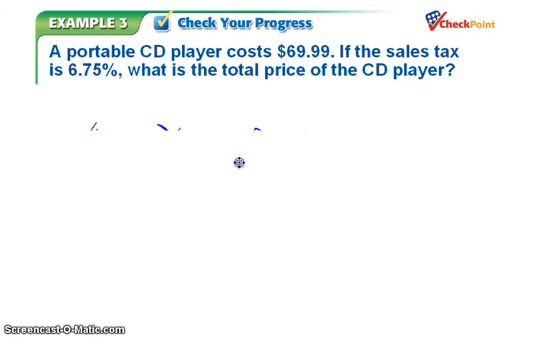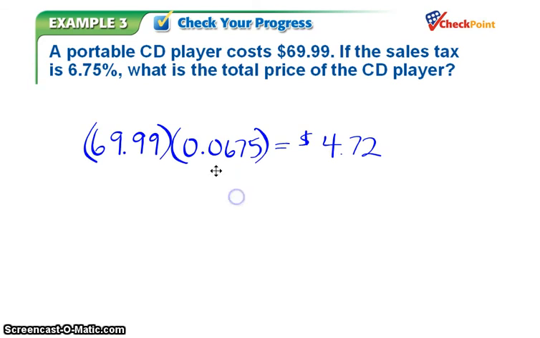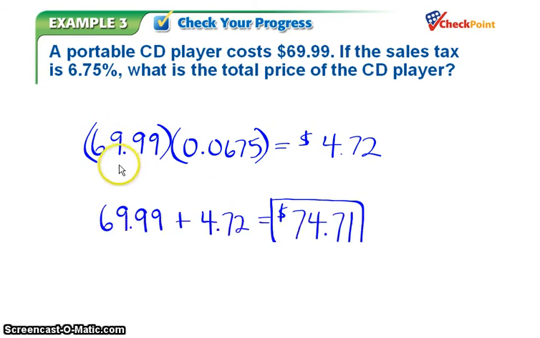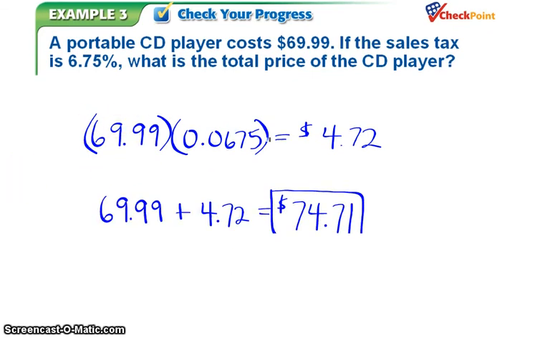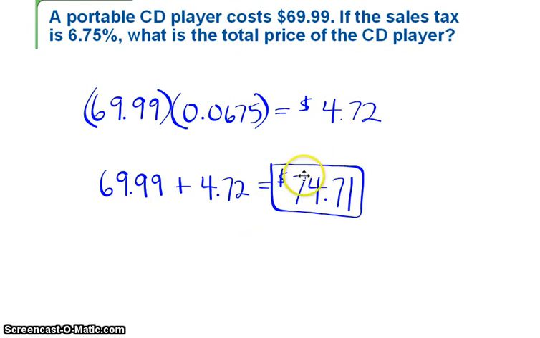Alright, first step, again, find the tax. So the CD player costs $69.99 and the sales tax is 6.75%, which as a decimal is 0.0675. So if you multiply those two together, the tax on this portable CD player is going to be $4.72. So what we need to do then is add it back onto the $69.99, okay, for a total cost of $74.71. So you're going to be paying $74.71 with tax. Okay.